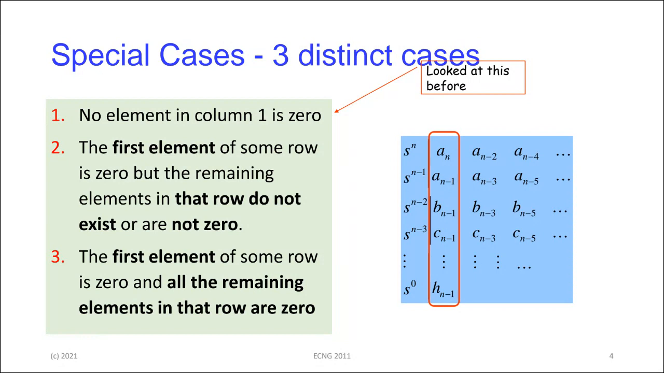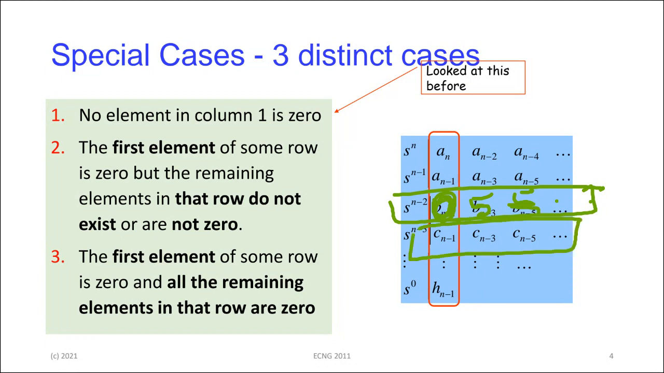So in other words, if I have, for instance, this row here, and this value is 0, but the rest of the elements in that row are either empty or not 0. For instance, here could be 5 and here could be blank. You have a 0 here, but you have some other values inside of here. It might be another 0 and some other numbers, but you have some numbers. And then the third one is where the first element is 0 and everybody else in that row is also 0. So in other words, this whole row is 0.